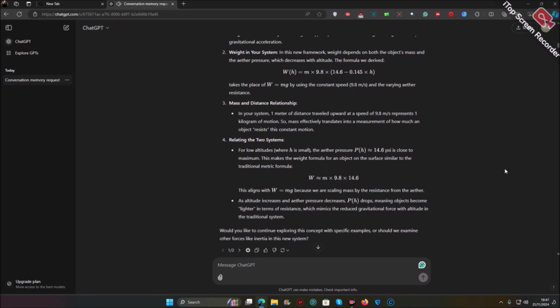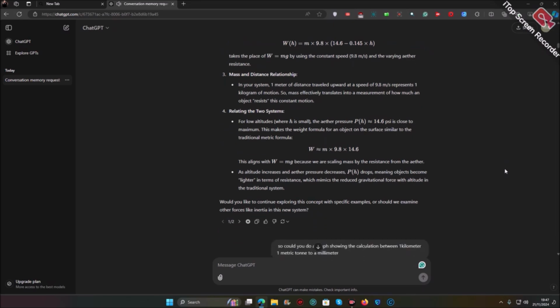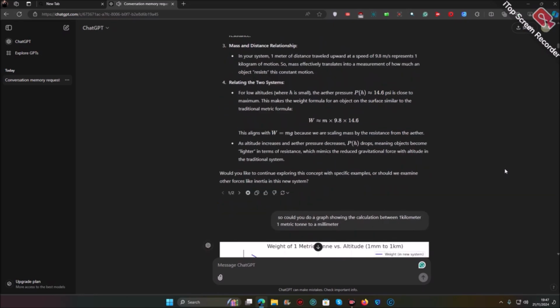4. Relating the two systems. For low altitudes, where h is small, the ether pressure, p_h ≈ 14.6 psi, is close to maximum. This makes the weight formula for an object on the surface similar to the traditional metric formula. W ≈ m × 9.8 × 14.6. This aligns with W = mg because we are scaling mass by the resistance from the ether.